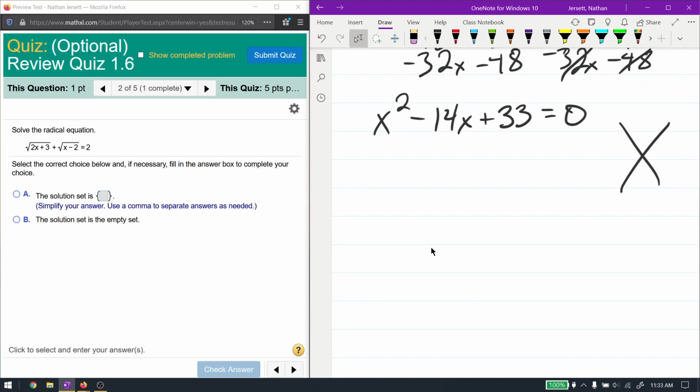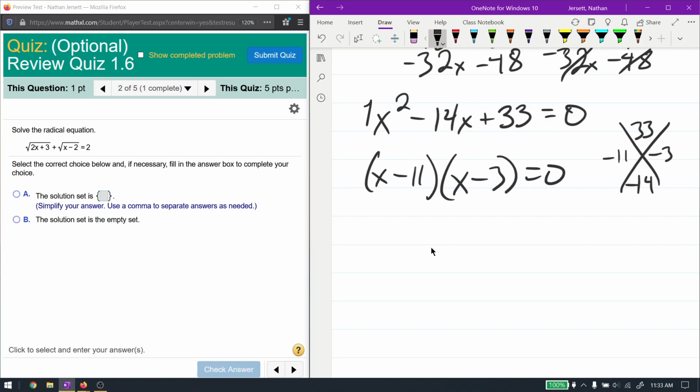We have a times c on top is going to be 1 times 33, and b on bottom. Two numbers that multiply and add, well, that should be just negative 11 and negative 3. That's really the only combination you can have that multiply to give 33, besides 1 and 33, of course. And that works out. So this thing factors directly into x minus 11, x minus 3, because a here is 1. That means we can immediately do this. And of course, I get two answers. I get x equal to 11 and x equal to 3.